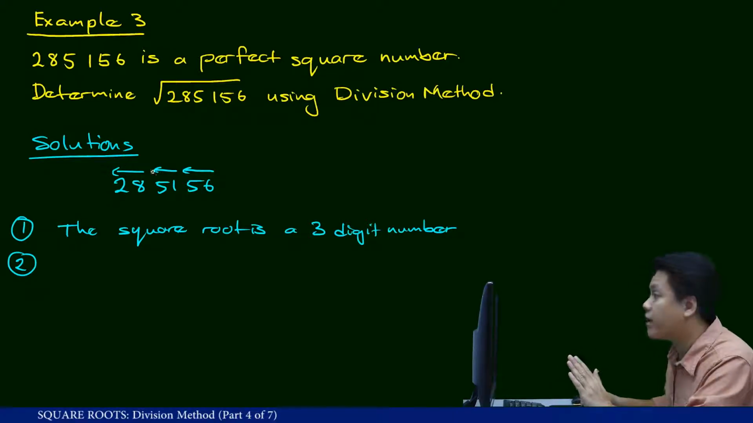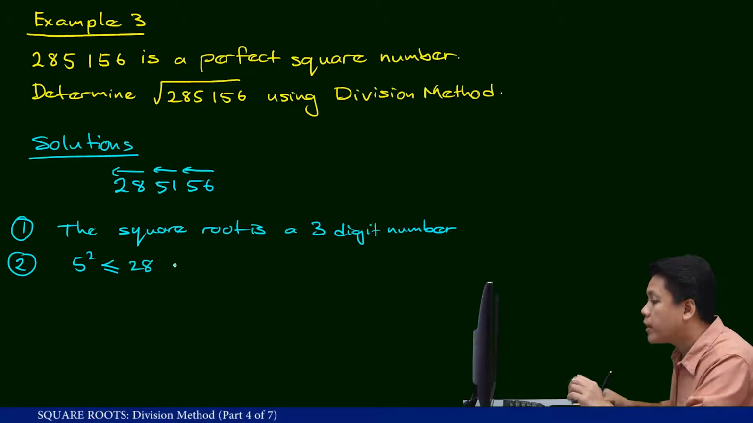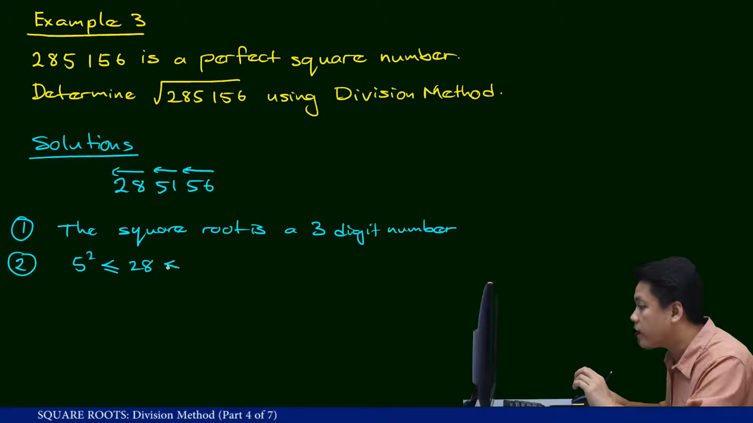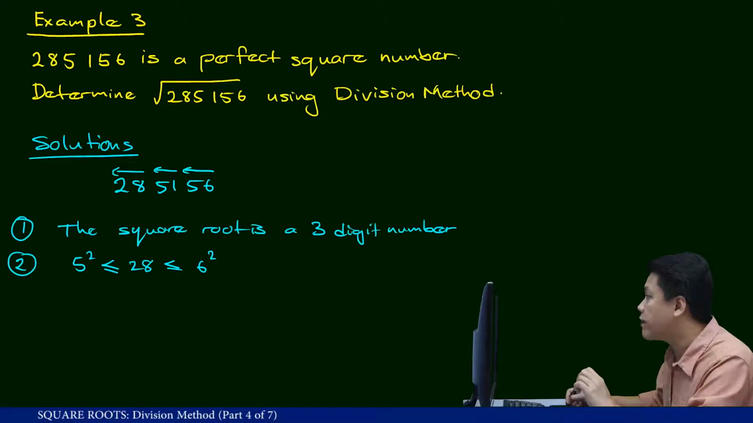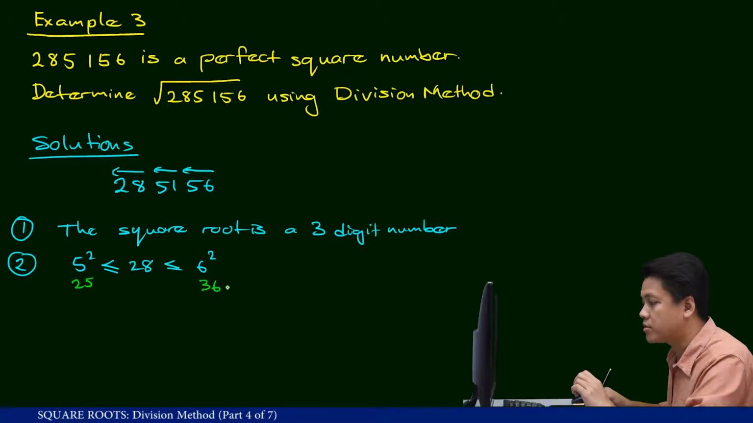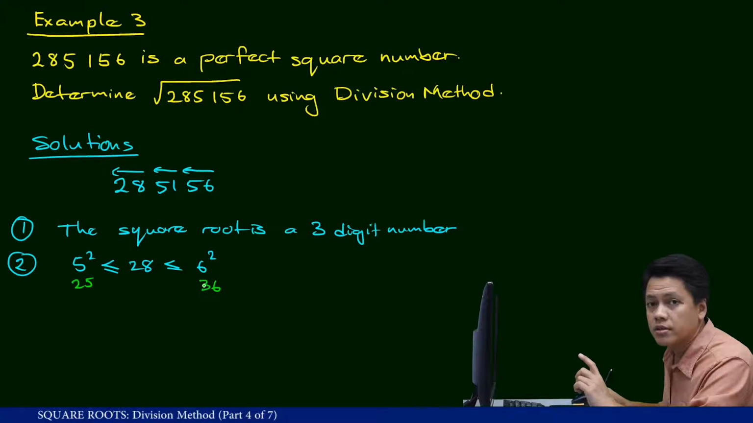Yes, it is 5. Why? Because 5 squared is less than 28, and 28 is less than 6 squared. 5 squared is 25, while 6 squared is 36. So the first digit is 5.